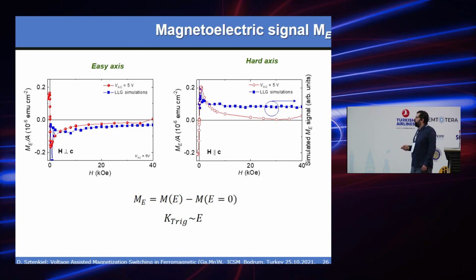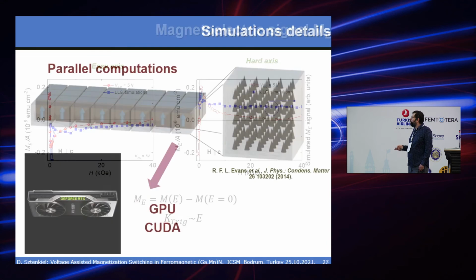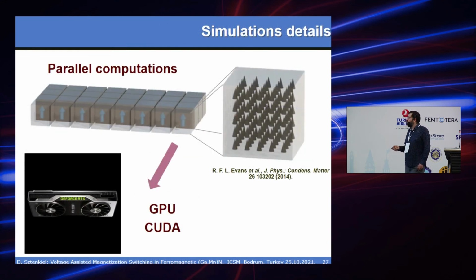And here is the experimental magnetoelectric signal, both for the easy and hard magnetization direction. Red points are experiment, and blue points correspond to the numerical simulations. So again, we can at least qualitatively reproduce our experimental data. For simulations, we use parallel computations. The simulations were performed using graphical processing units and the CUDA toolkit.